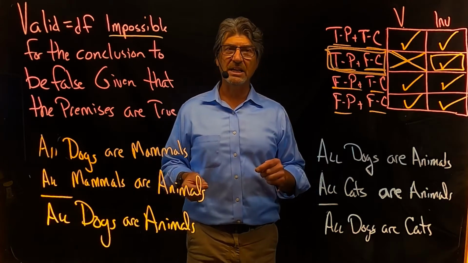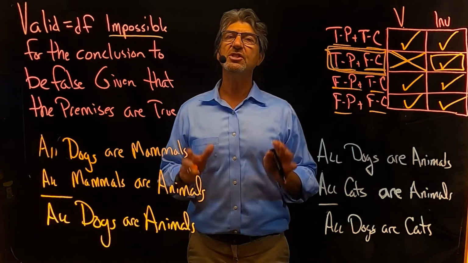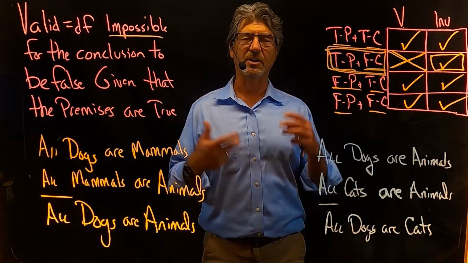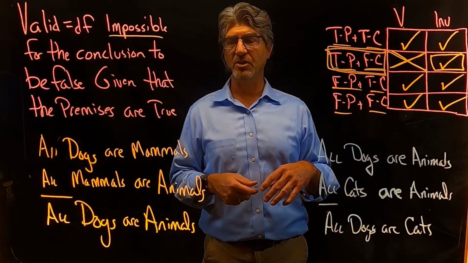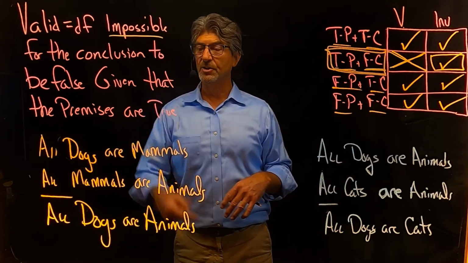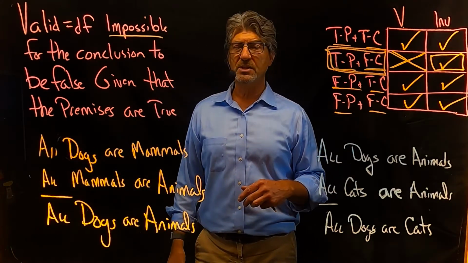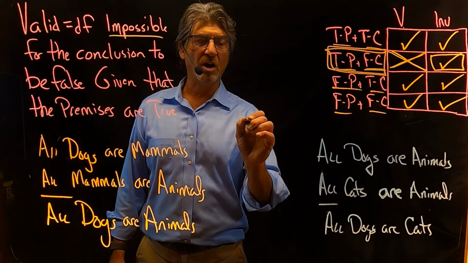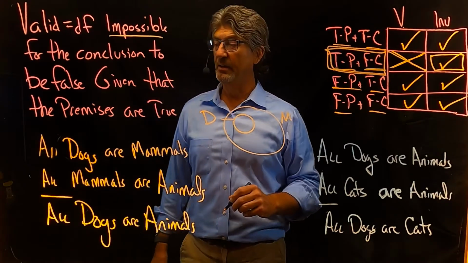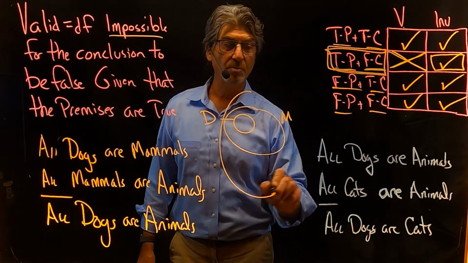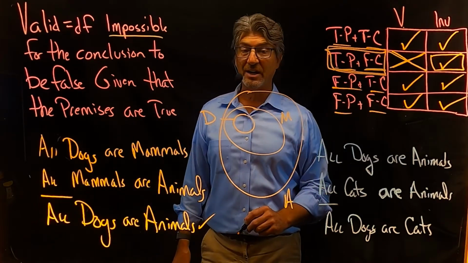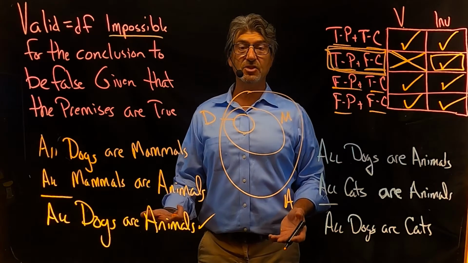So in determining validity, what you need to do is say, let's just suppose, for the sake of argument, that the premises are true. Does that guarantee that the conclusion has to be true? Well, let's take a look at this example over here. All dogs are mammals, all mammals are animals. Let's suppose that's true. Let's suppose everything that's a dog is inside of the group of things called mammals. And everything that's a mammal is inside of the group of things called animals. Does that guarantee that everything that is a dog is inside of the group animals? And the answer is yes.